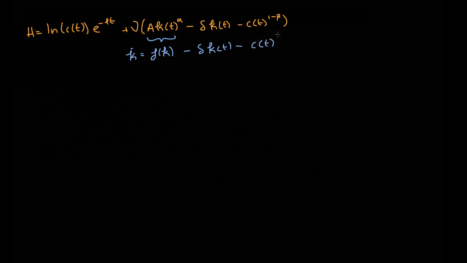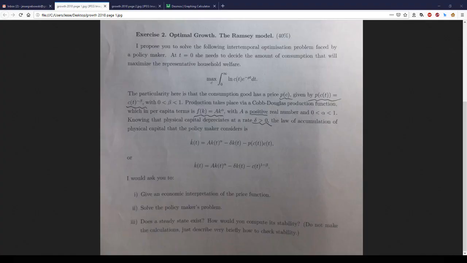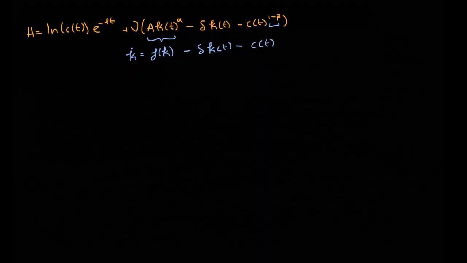And in this equation we have this 1 minus beta, and that comes from, if you read the problem, it says that there's a price function. It says P of C T is given by C T to the minus beta. And it asks, what does that mean? It means that as the price goes up, consumption goes down. Okay, so the good is a normal good. So let's solve the Hamiltonian.